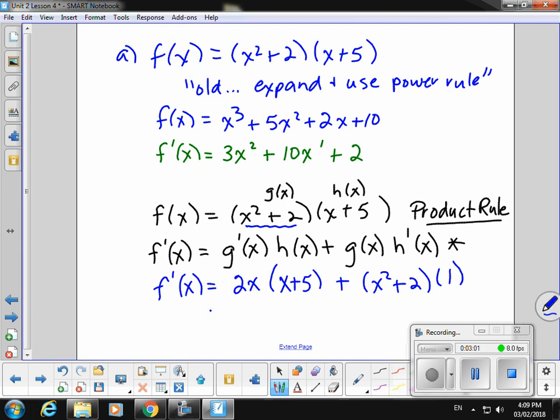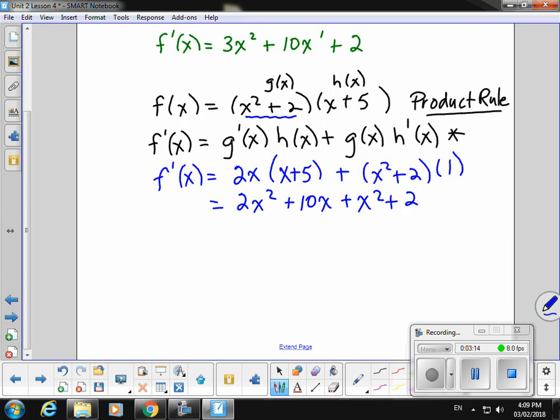Let's expand that. 2x times x is 2x squared. 2x times 5 is 10x. Then the second part, that doesn't change anything, x squared plus 2. Final answer would be 3x squared plus 10x plus 2. Very same answer as we had doing it the old way. It didn't look a lot easier at this point, but this wasn't a terribly bad function. Let's do the second one.